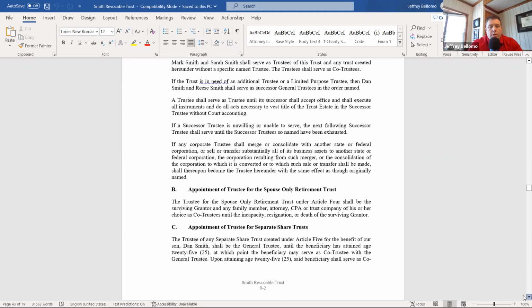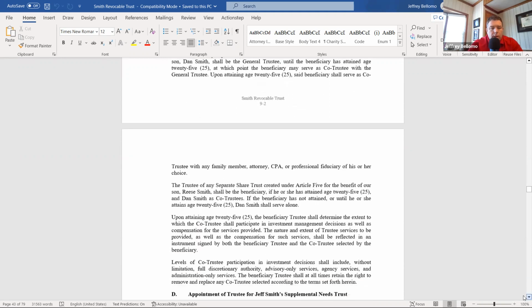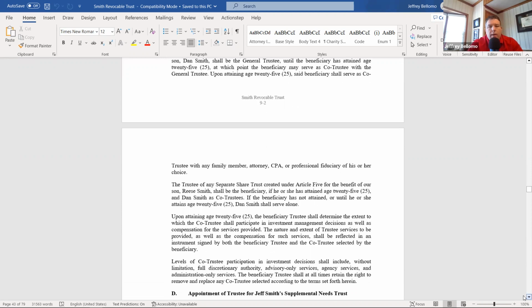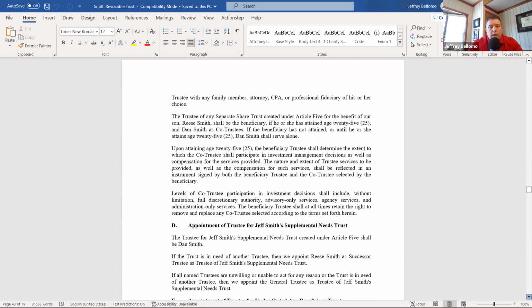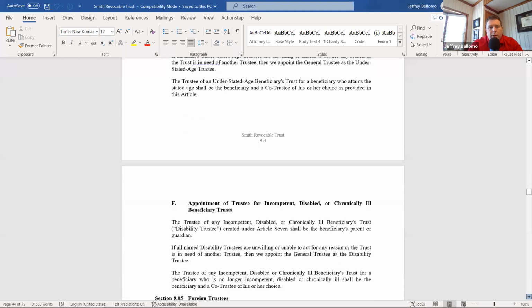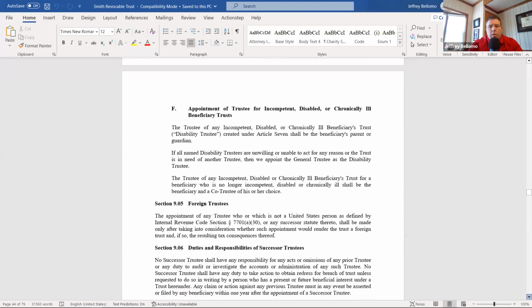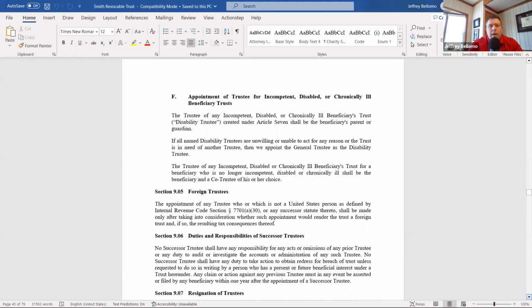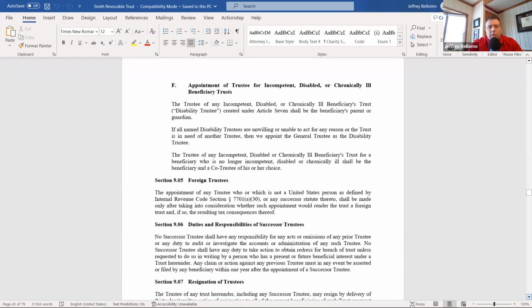On the separate share trust, this is where you're going to see the language that says that the children can act as co-trustee when they turn 25, meaning they get to manage the money on a daily basis. Now, not Jeff, because that's a special needs trust. The trustee for Jeff is going to be Dan. And then if Dan can't do it, it would be Reese. If there's ever an understated age, it's going to be the parent or guardian or the general trustees as listed. And we have all that language in here as well.